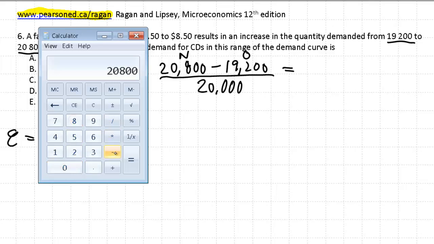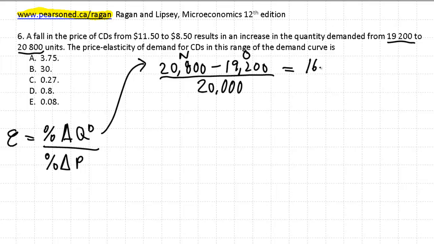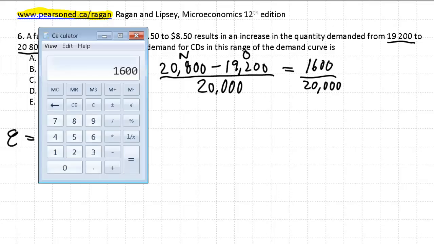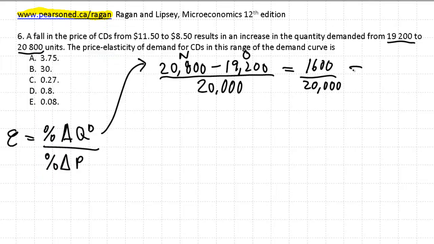20,800 minus 19,200 gives us 1,600. So 1,600 all divided by 20,000. We can stick that into our calculator. So 1,600 divided by 20,000 will give us 0.08. Let's stick that in here. So this is the numerator, all done.